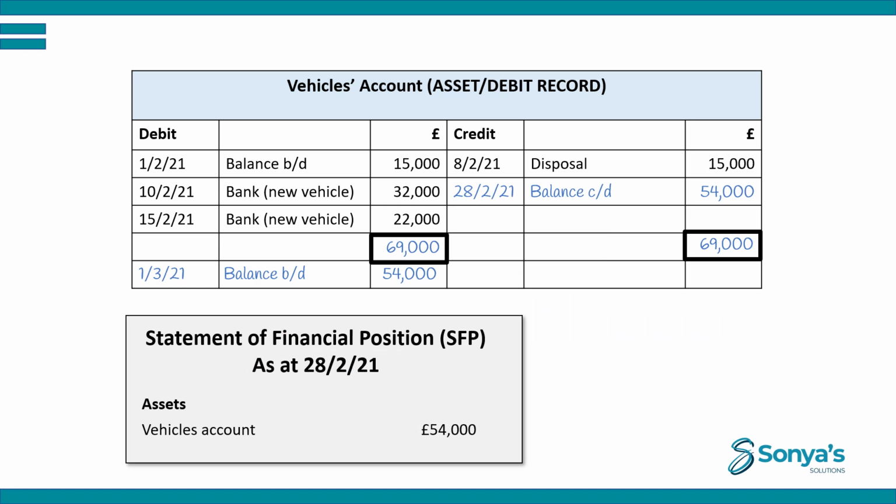The statement of financial position is usually prepared at the close of business, so the cost of the business's vehicles is transferred to the statement of financial position on the 28th of February as £54,000. I can't emphasise enough how important it is to think logically about what you're doing. I see all sorts of balancing errors, which often result in the incorrect figure being entered into the statement of financial position. Here, for example, a column total has been written in the wrong place and has been transferred to the statement of financial position.